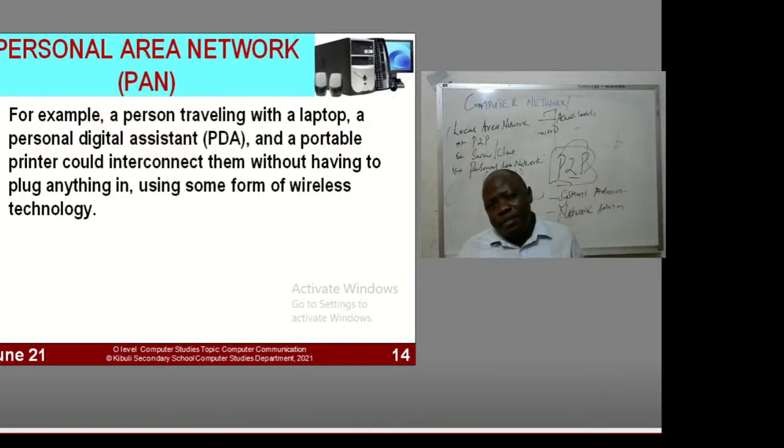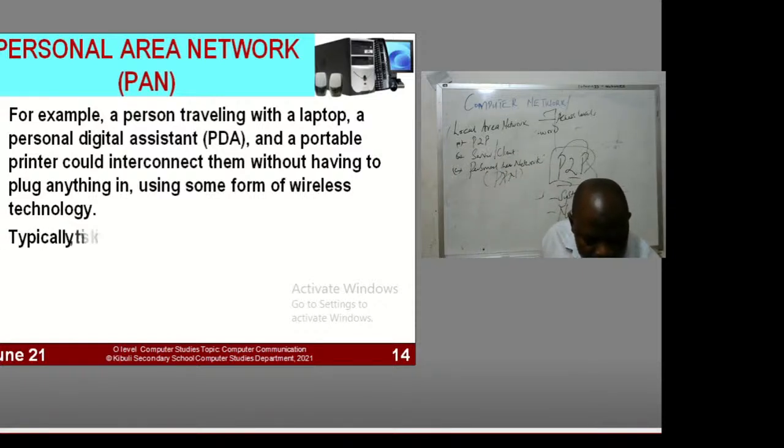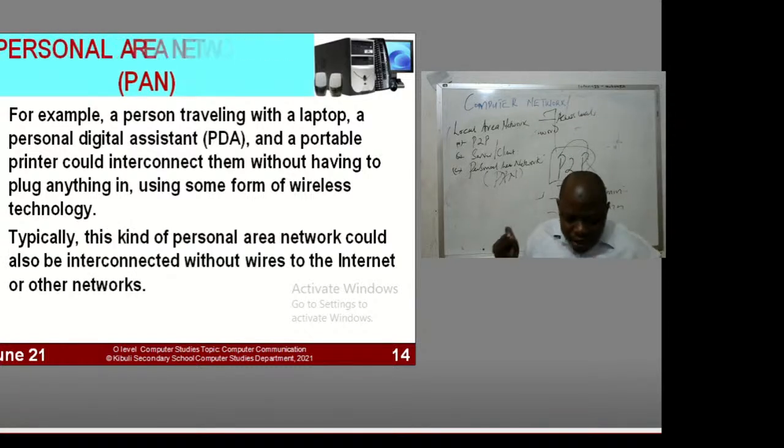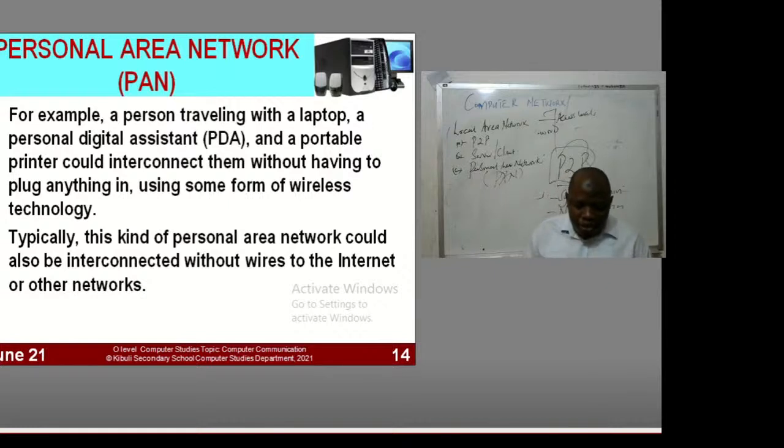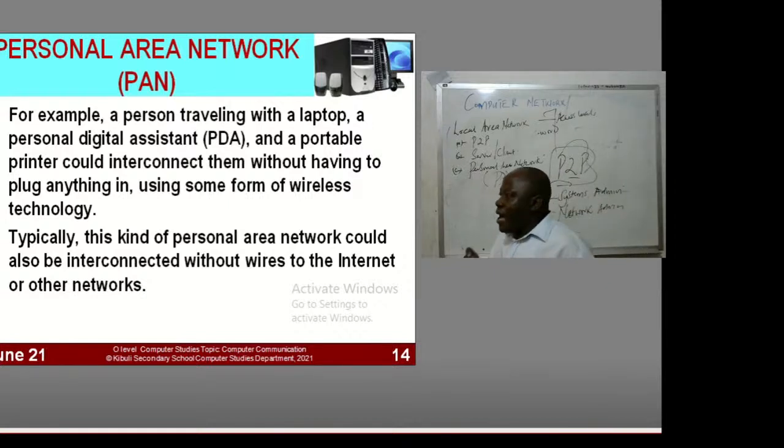You can have all the gadgets, but as you go in the printing, you print without connecting via wires. You connect the internet without wires, because you know how we do it. You make a hotspot on your phone, and then you interconnect that hotspot onto your laptop, and then your laptop receives what we call an internet connection. So that is a bit of it. Typically, this kind of personal area network could also be interconnected without wires to the internet or other networks, and that is what I was talking about. So you have to look at that, and then we move in.